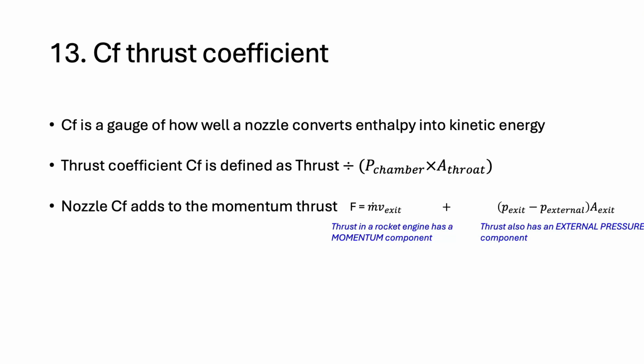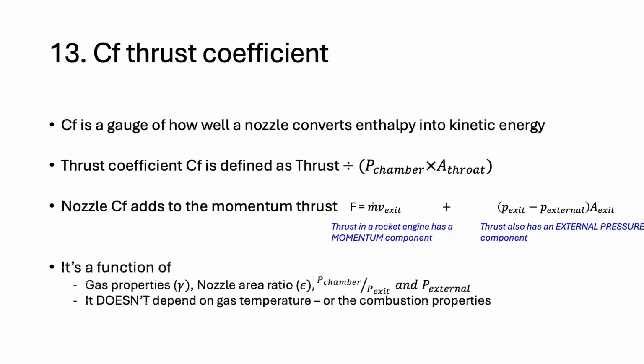And you can see that as the exit area of the nozzle gets bigger, that external pressure component can also grow. But it also depends on the balance of the pressure your rocket engine's generating as the gas leaves it versus the external pressure. So thrust coefficient is a function really of gas properties. They don't vary that much with different propellants, but the nozzle area ratio, eta, the quotient of the chamber pressure divided by the exit pressure and the external pressure. Remember though, it doesn't depend on gas temperature or the combustion properties.